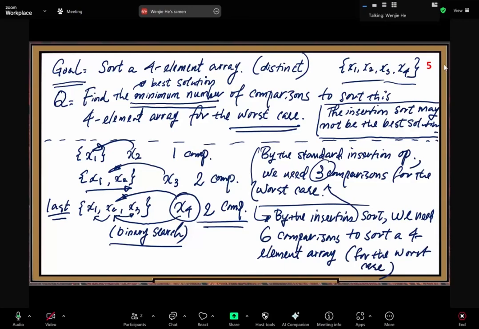All right. But here, the total for this algorithm is 1 plus 2 plus 2 equals 5 comparisons. So that is better than the insertion sort. Then the question.